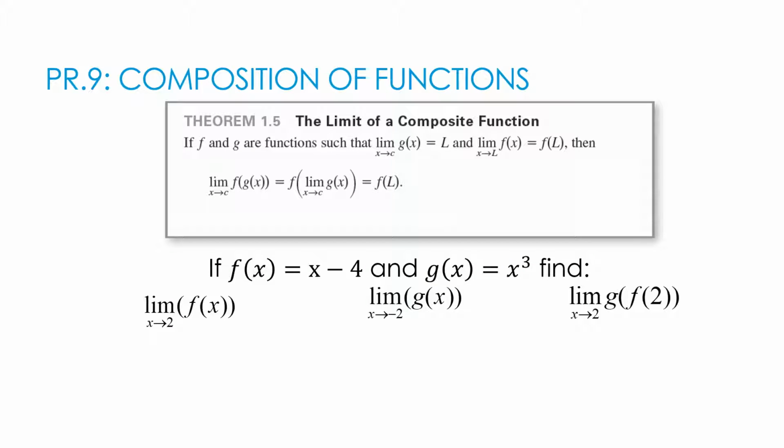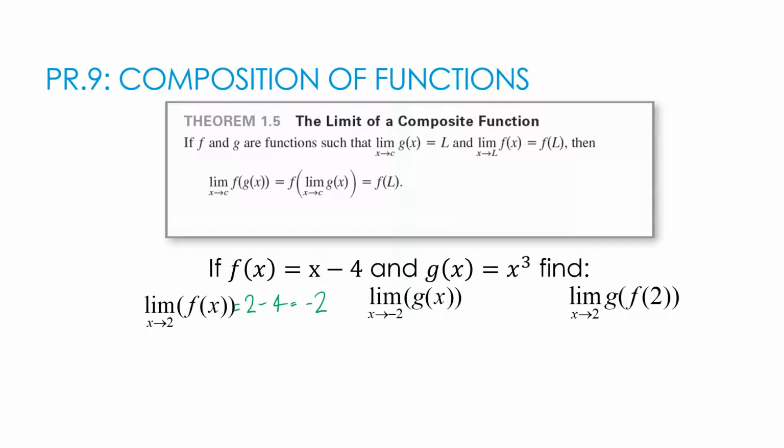So now let's talk about the composition of functions. We of course have composed functions before in other courses. This is talking about limits instead, but it's really the same concept. We're just dealing with limits instead of the actual function. So first let's take a look at the limit as x approaches 2 of f of x. As x approaches 2 for f of x, I can use direct substitution to find negative 2.